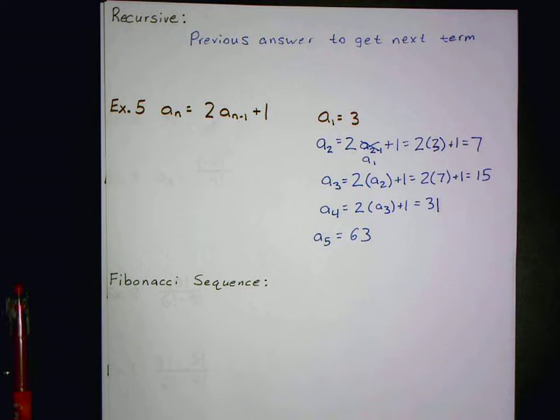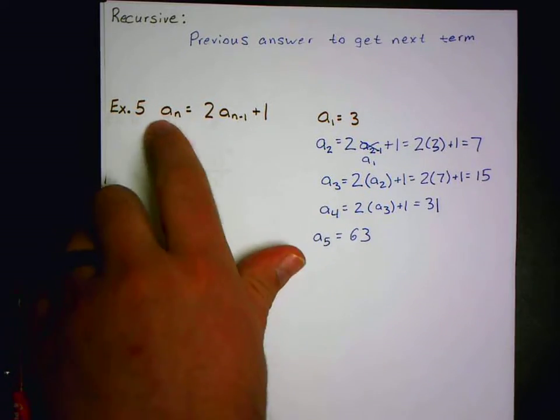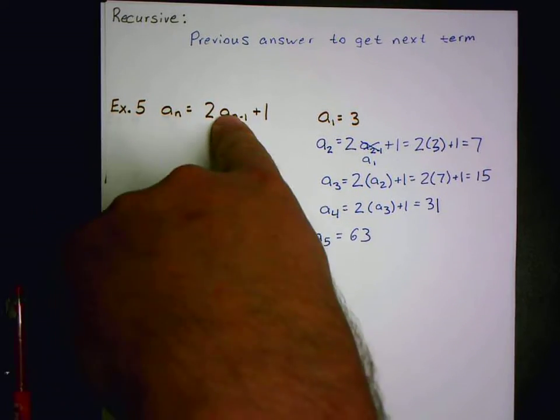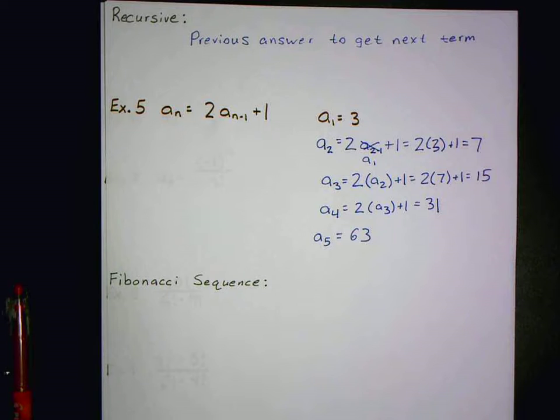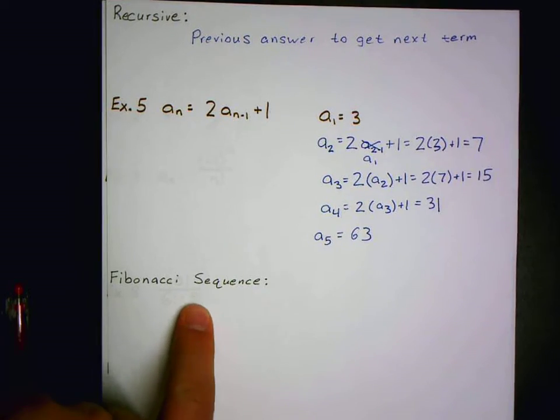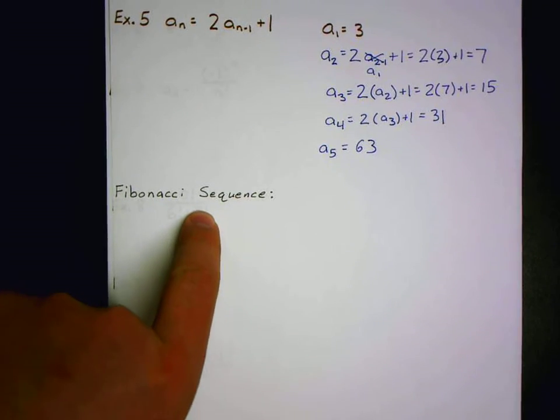So the problem with recursive definitions is if I ask you to find A sub 20, you have to know A sub 19. And in order to know A sub 19, you have to know A sub 18. Wait, so why do you need the previous answer though? Because that's how I defined it. Oh. In order to know the next one, you have to know the previous one. That's what recursive means. And you guys should already know a really well-known one, which is the Fibonacci sequence.